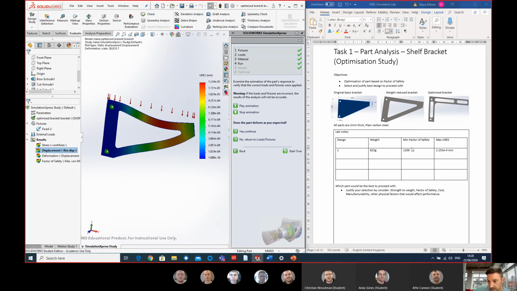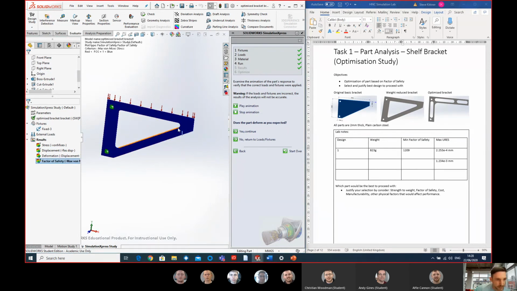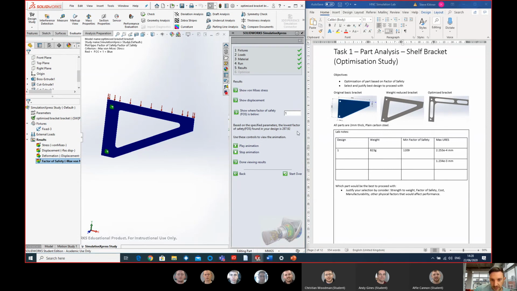Okay, so let's stick the displacement in. So 1.234 times 10 to the minus 3. So although that looks more on the displacement, it's because it's a lot more. Okay, and let's check the factor of safety. Should still be well within what we wanted. And the factor of safety now is 287.92.